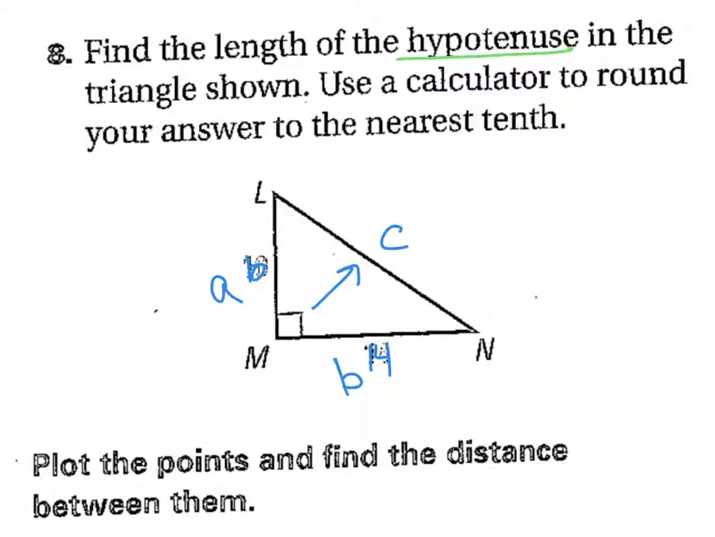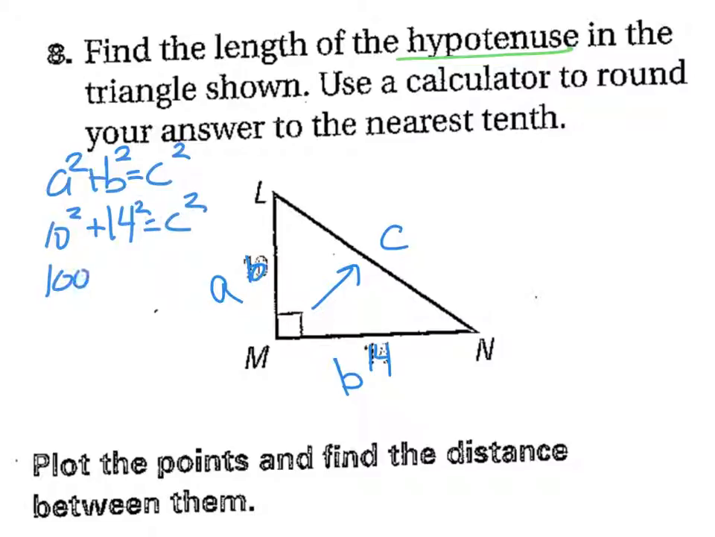Okay, so all we're going to do is remember the formula. A squared plus B squared equals C squared. So we're going to take 10 squared plus 14 squared equals C squared. 10 squared is 100. 14 squared is 196 equals C squared. So you're going to add these two together. You're going to get 296 equals C squared.